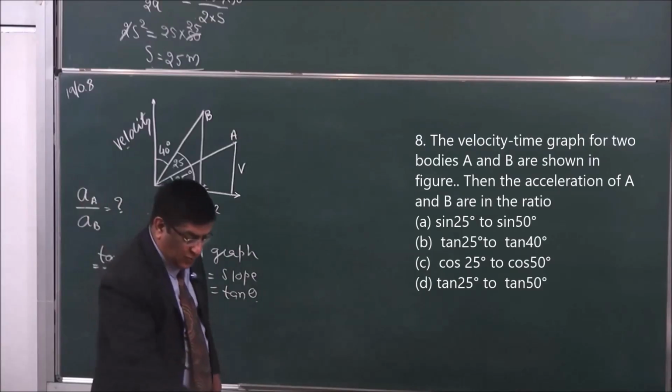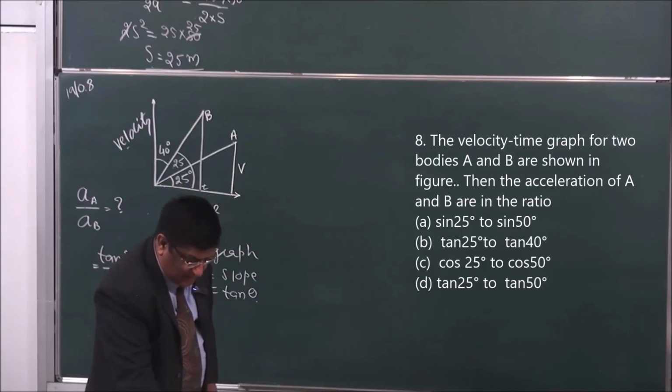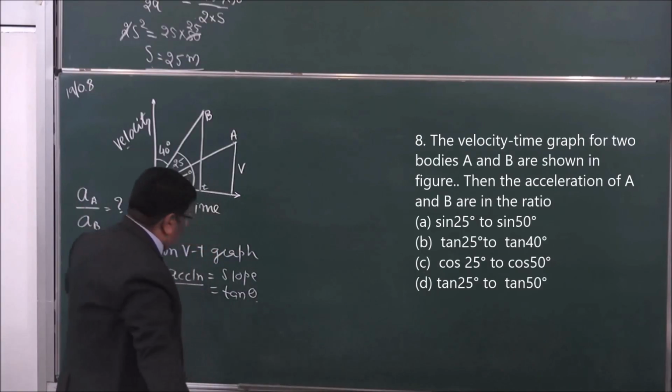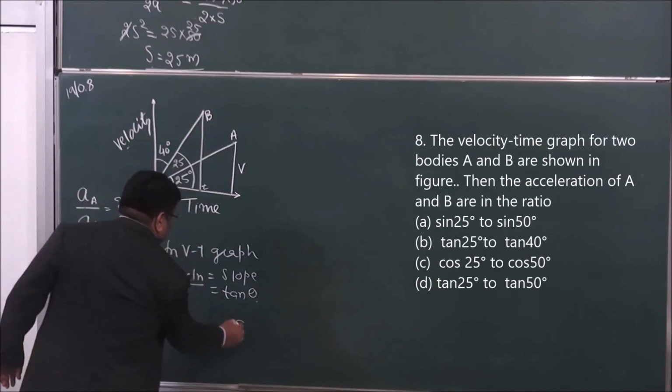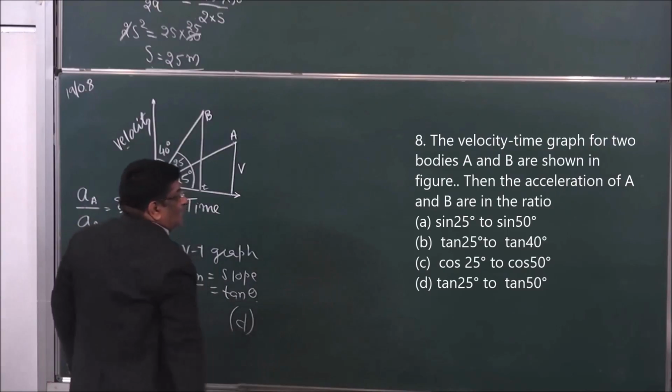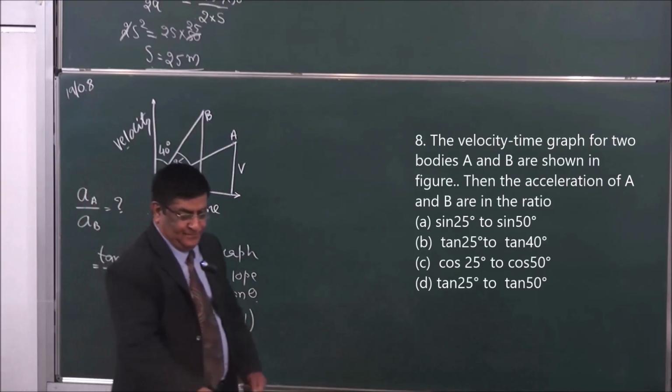You can see in those options, it is very much given there. Tangent 25 and tangent 50, that is option number D. Okay. So that is the right option. Thank you.